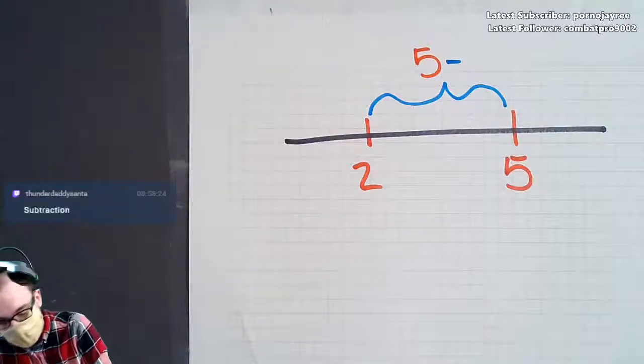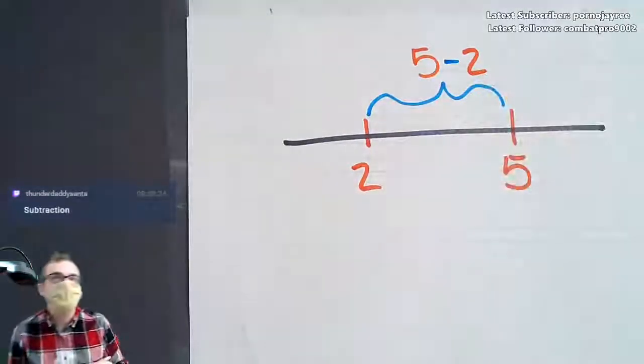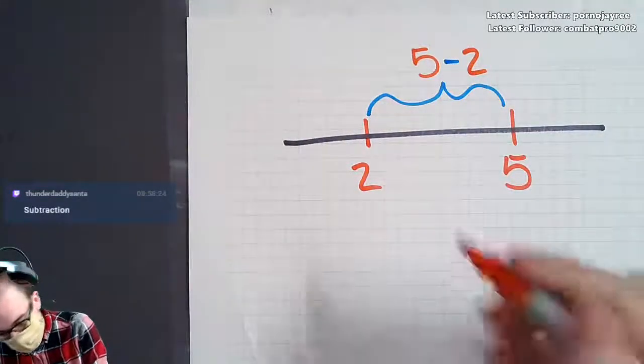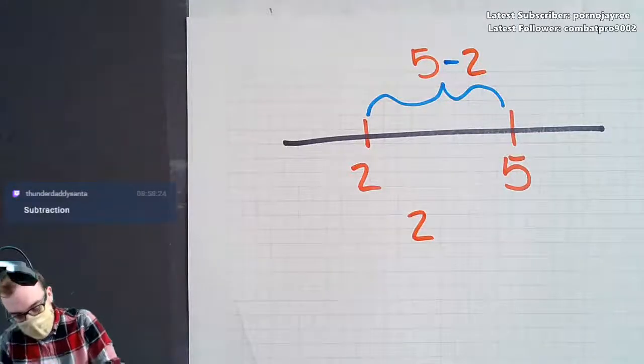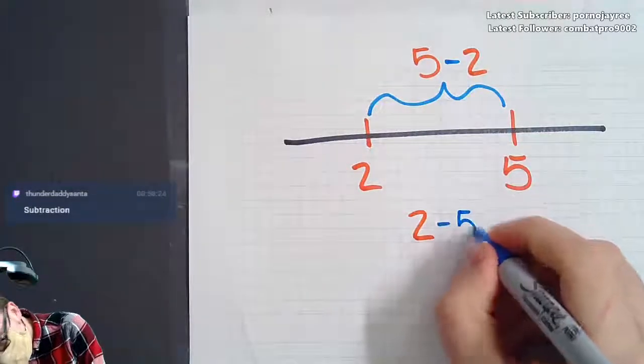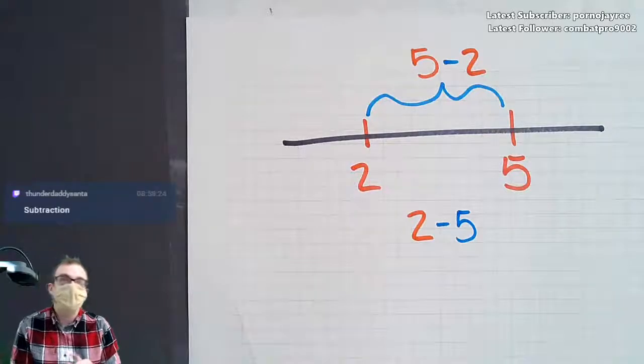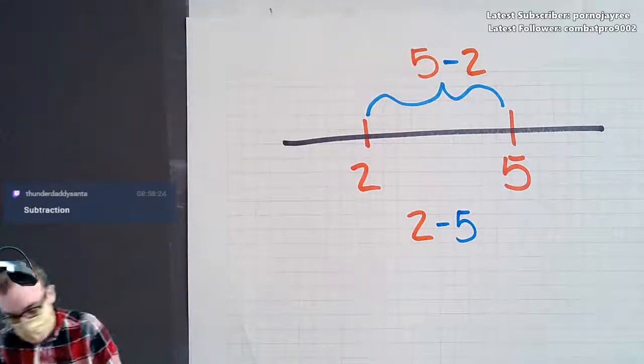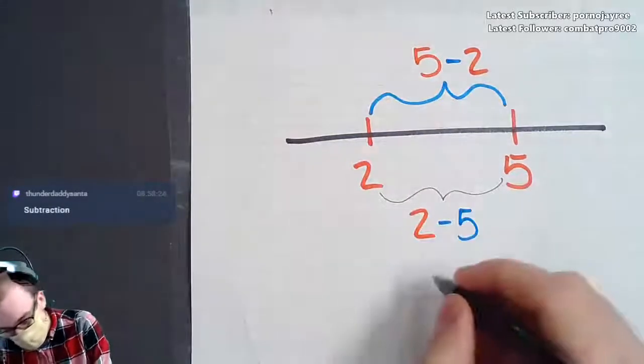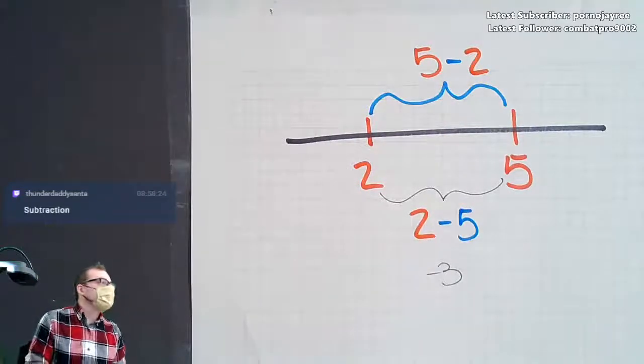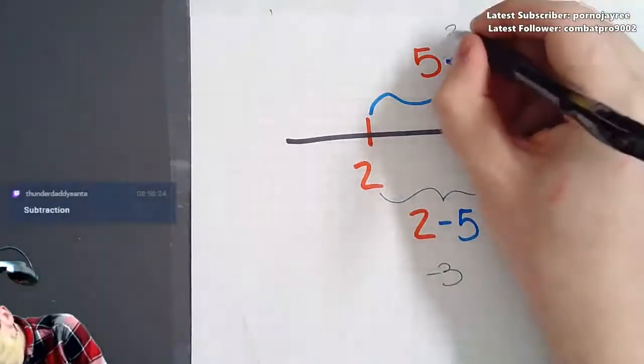Now, how do I know I need to subtract 2 from 5 to get the distance? 5 minus 2. Why not 2 minus 5? What's wrong with a negative number? Oh, I screwed up the colors. Darn. What's wrong with a negative number? That's negative 3, right? And this is positive 3.